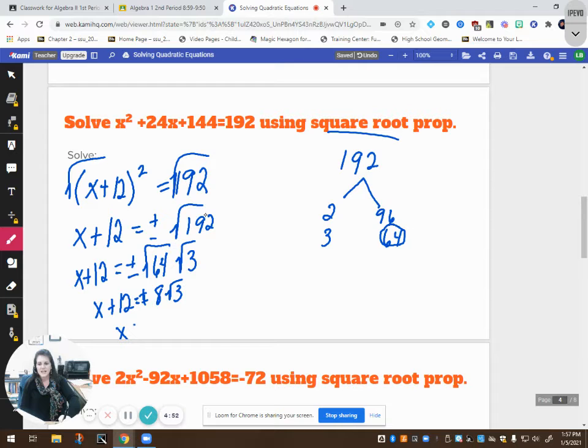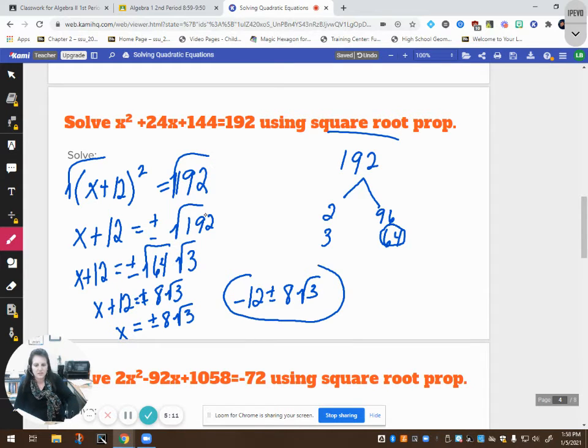So I have x equals plus or minus 8 square root of 3, subtract 12, or what would make more sense is put the 12 in front, so it would be negative 12 plus or minus 8 square root of 3. So this is what x is equal to.